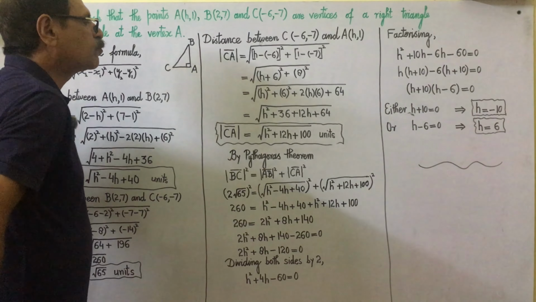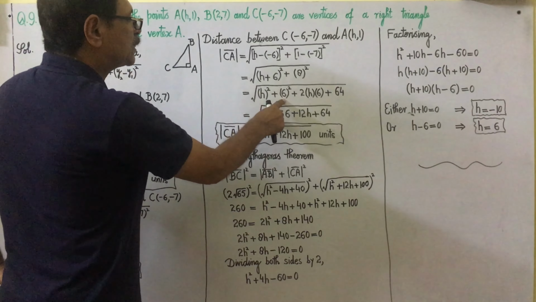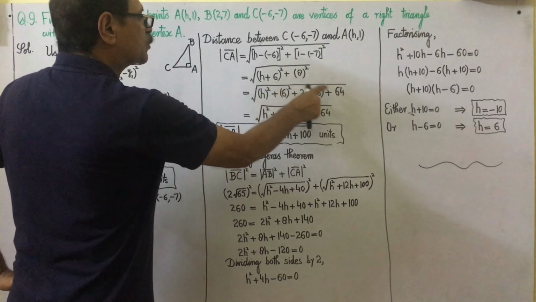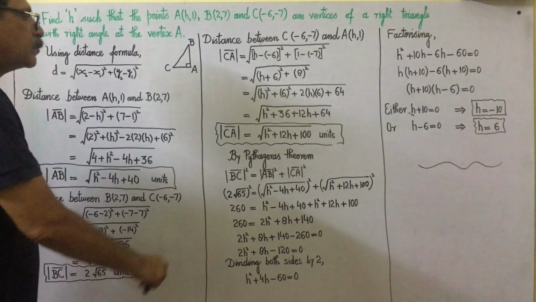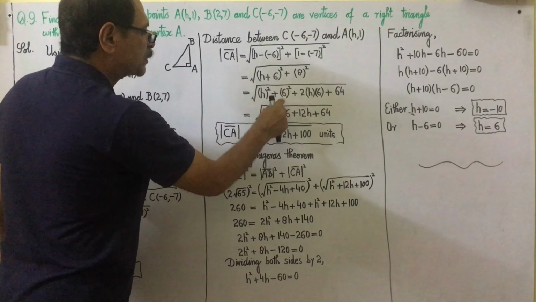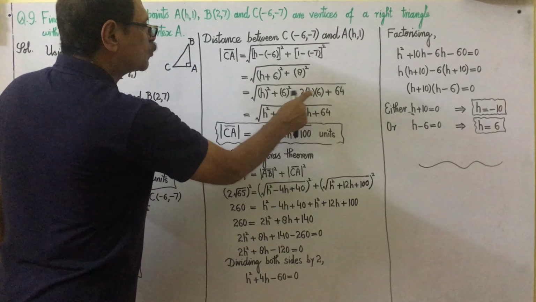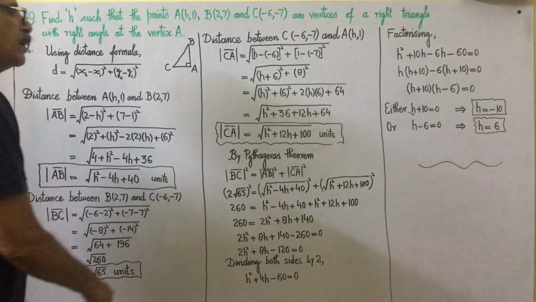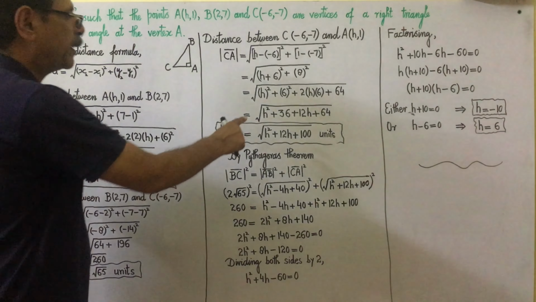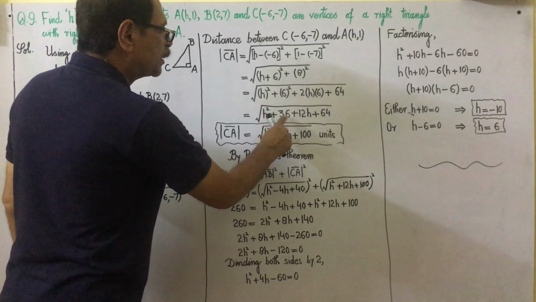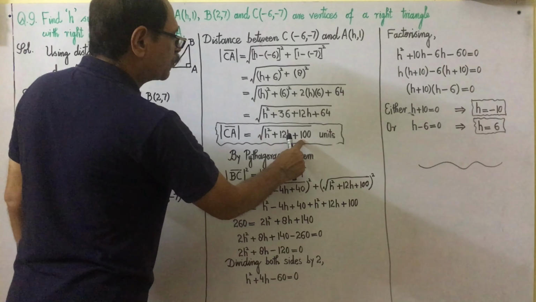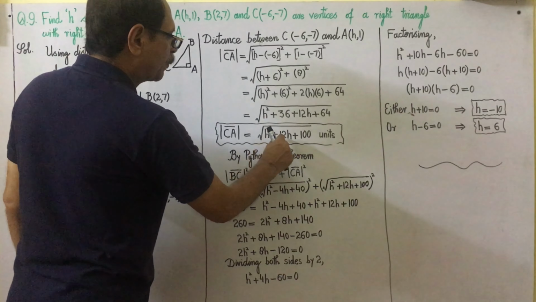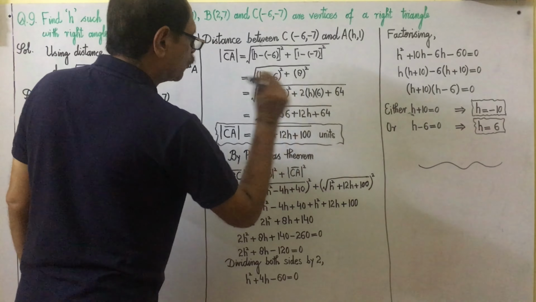h plus 6 whole square is h square plus 6 square plus 2 into h into 6, plus 8 square is 64. So h square, 6 square is 36, plus 2 sixes are 12h, plus 64, under the square root. Adding like terms, h square plus 12h, 36 plus 64 is plus 100. So CA is the square root of h square plus 12h plus 100, this much units.